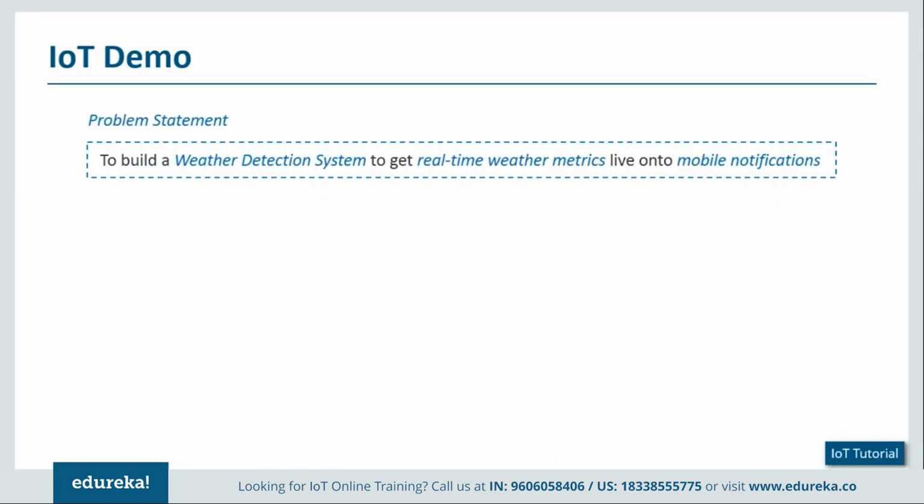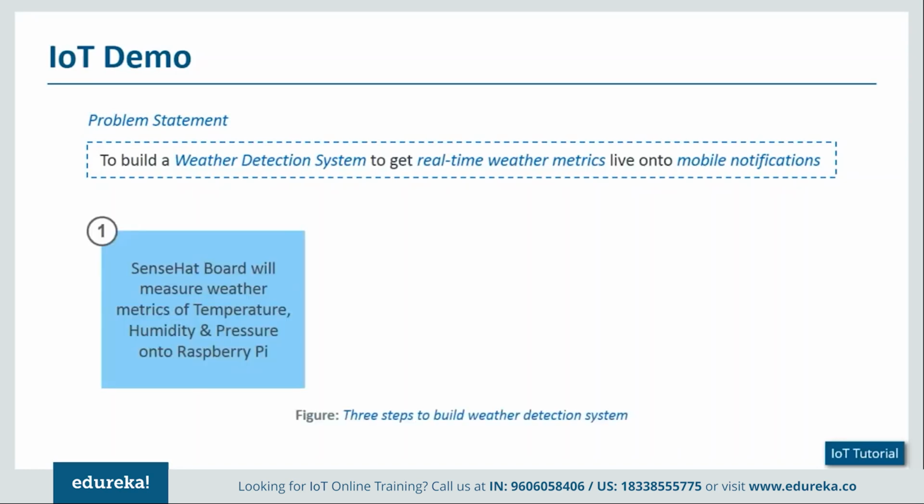Now that we've installed Raspbian on the Raspberry Pi, it's time we begin with the demo for this session. What we're trying to do is build a weather detection system to get real-time weather analysis, which basically is the pressure, temperature, and humidity. We want to get a live mobile notification for this. For that, we'll first be using the Sense HAT board, which will help us measure metrics like temperature, humidity, and pressure onto our Raspberry Pi.